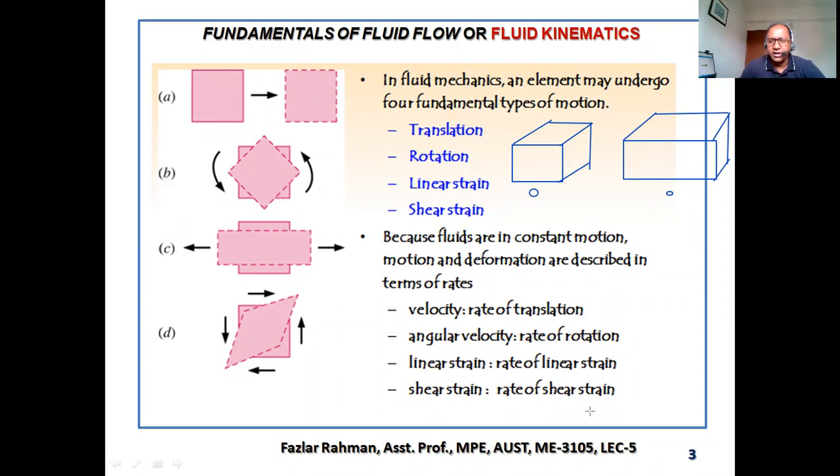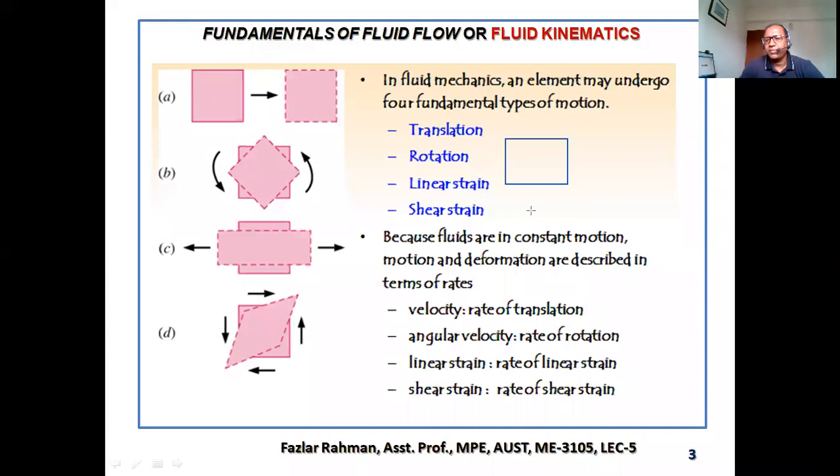That is called linear strain. Okay. The other one, shear strain. So what is the shear strain? That means a fluid particle remains right over here at point A. After a few moments, the same fluid particle came to point B. When it came to point B, then its shape is changed. That means it's coming like this. So what does it mean?